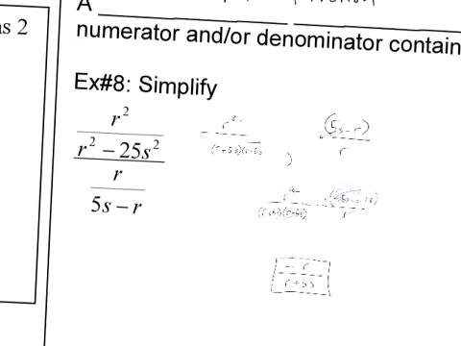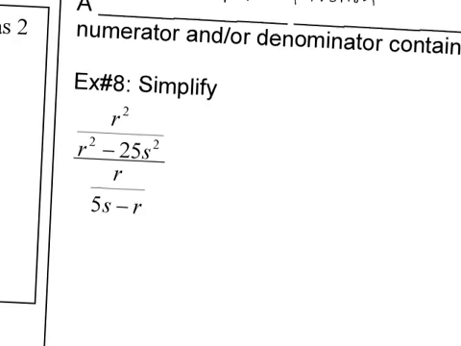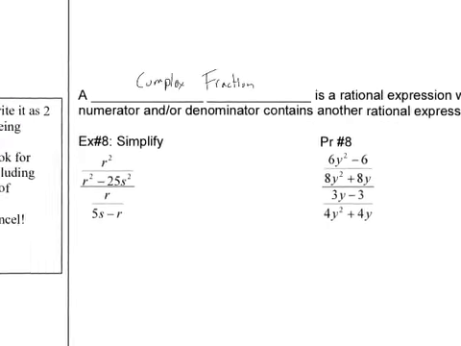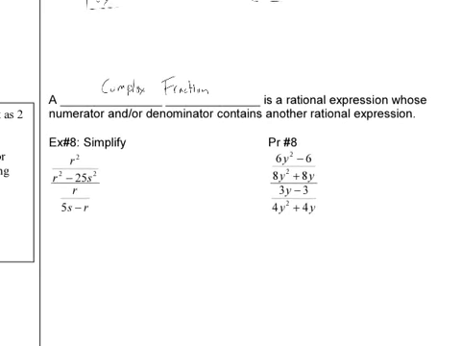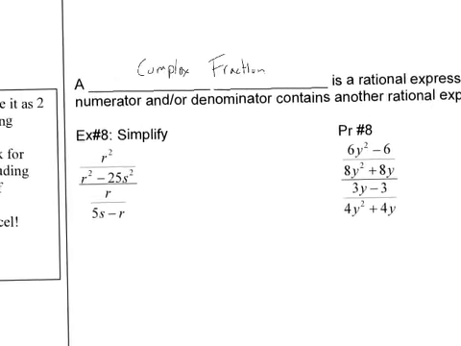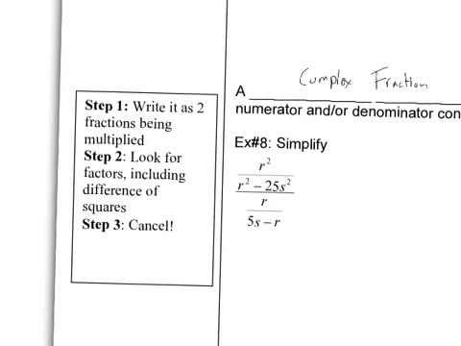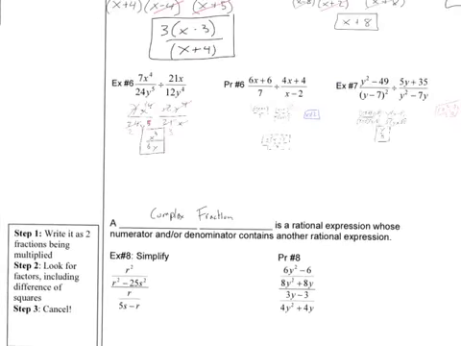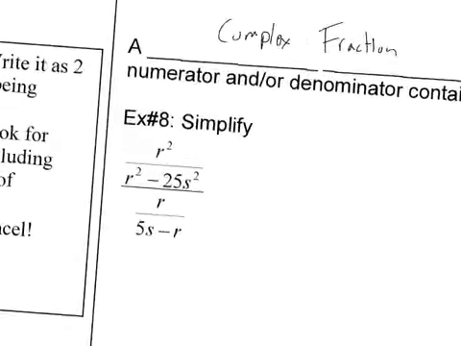For this one, I'm going to redo it. The trick to these crazy looking ones, this is a complex fraction, by the way. It's a rational expression whose numerator or denominator contains another rational expression. I have some step-by-steps over here, and this first step is just write it as fractions being multiplied. Well, that's what we've been doing this whole time, right? That's what we did up here, so let's do the same thing here. Let me show you what I mean.